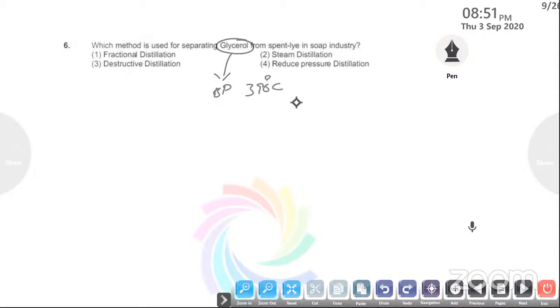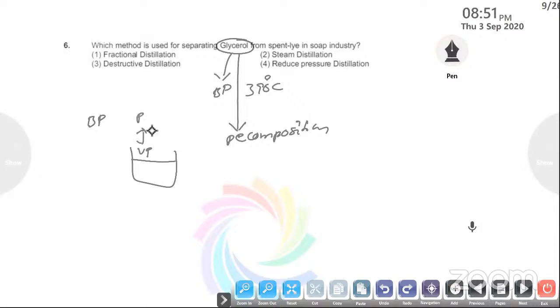So when you are heating the glycerol to such a high temperature in order to separate it from the spent lye, the glycerol will undergo decomposition. So the point is, we are going to reduce the boiling point for this. How do we reduce the boiling point? So what is the boiling point definition? When you have a liquid, the vapor pressure of the liquid should be equal to atmospheric pressure. So in the process of reduced pressure distillation, whenever the vapor pressure becomes atmospheric pressure, we call it the boiling point.